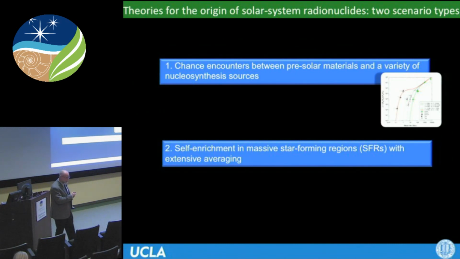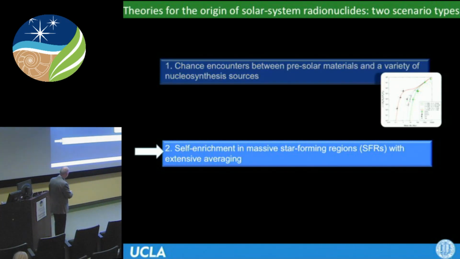So we have the chance encounters model represented by these 5 curves. Now what I want to do is explain an alternative, which is a self-enrichment model. To explain the self-enrichment model, I've got to go through a little more astronomy, a little more stellar evolution, before we get to looking at the radionuclides again. So bear with me for a few slides so that we're all on the same page.